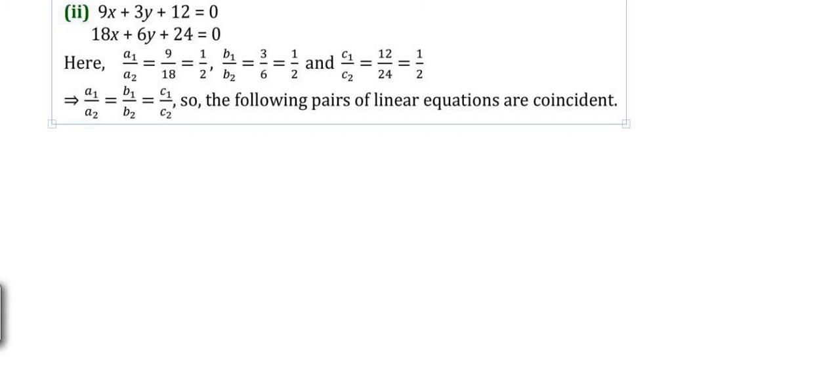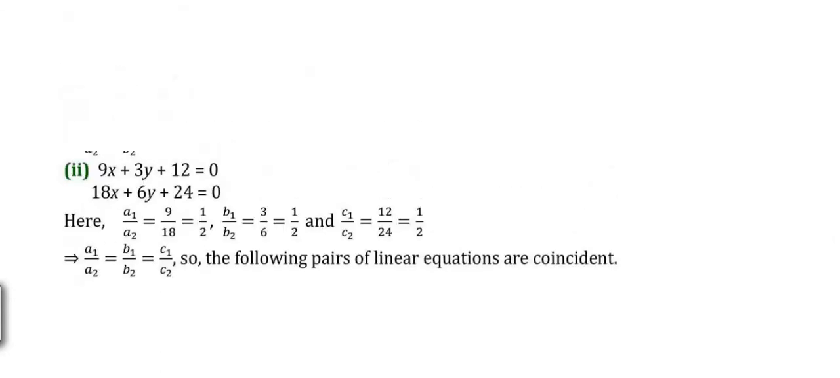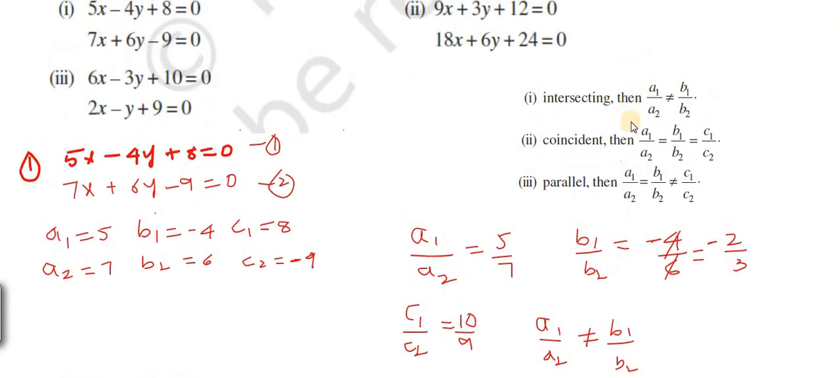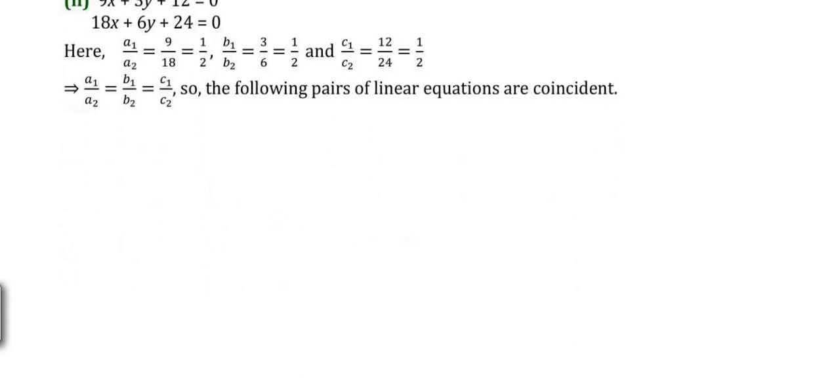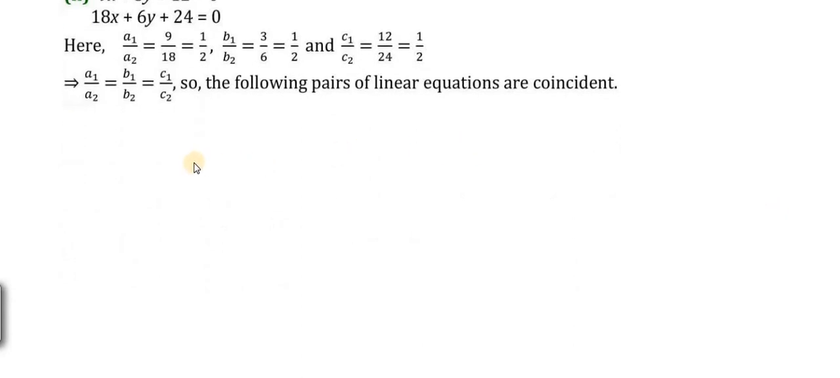to 9 by 18. If we simplify it further, we'll get 1 by 2, and b1 by b2 is 3 by 6. If we simplify it further, we'll get 1 by 2. And next, c1 by c2 is 12 by 24. If we simplify it further, we'll get 1 by 2. So therefore a1 by a2 is equal to b1 by b2 is equal to c1 by c2. If it is like that, then it is a coincidental line.